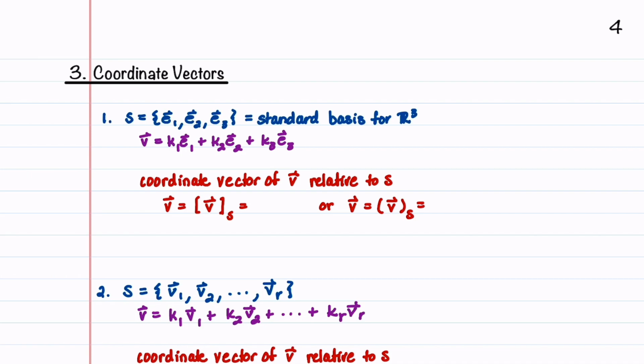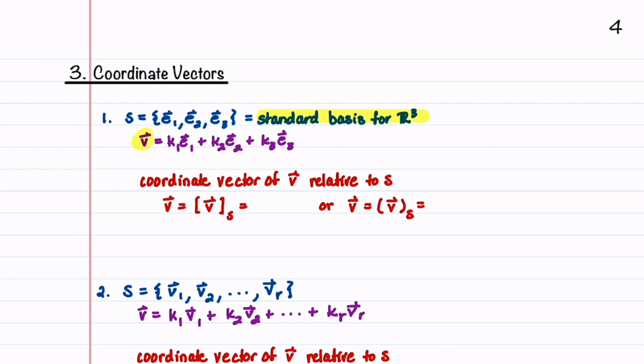Let's now talk about coordinate vectors and do an example problem. We're going to let S be equal to the set of vectors e1, e2, and e3, and this forms our standard basis for R3. This means that any vector in R3, given by our vector v, can be written as a linear combination of these vectors. Our coordinate vector of v relative to S can be written in two ways.